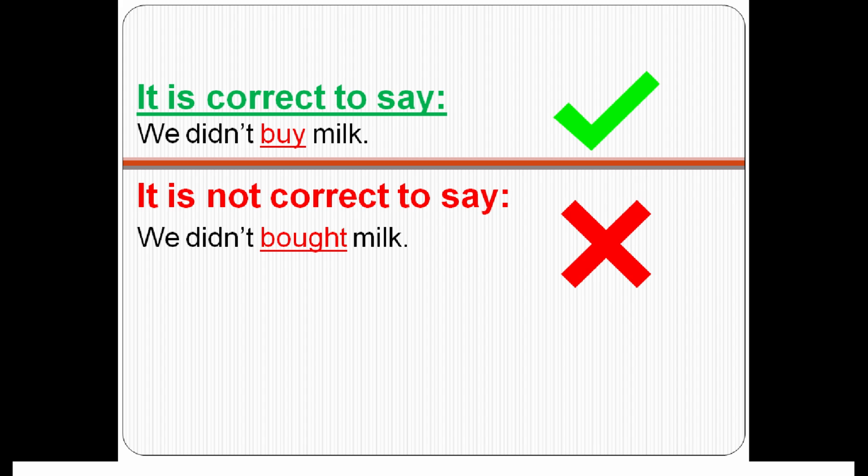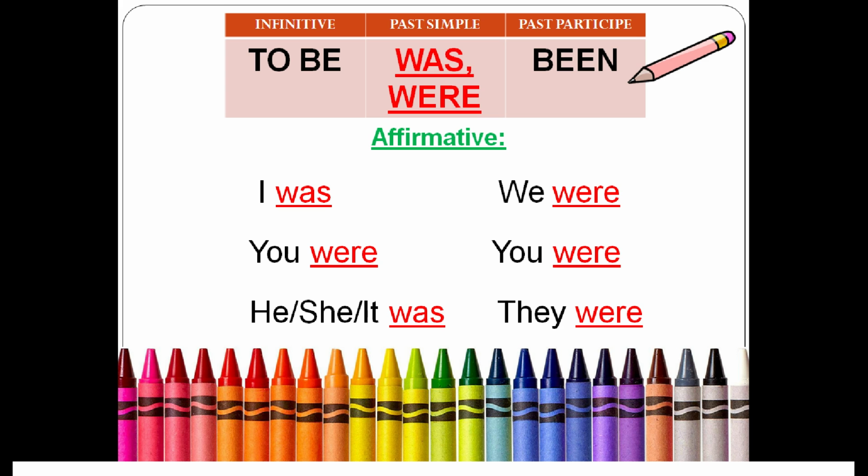It is correct to say, we didn't buy milk. It is not correct to say, we didn't bought milk. The second sentence isn't correct because when you have negative sentence in past simple tense, you need to use infinitive form of that verb. The past tense of to be in English has 2 forms, was and were.